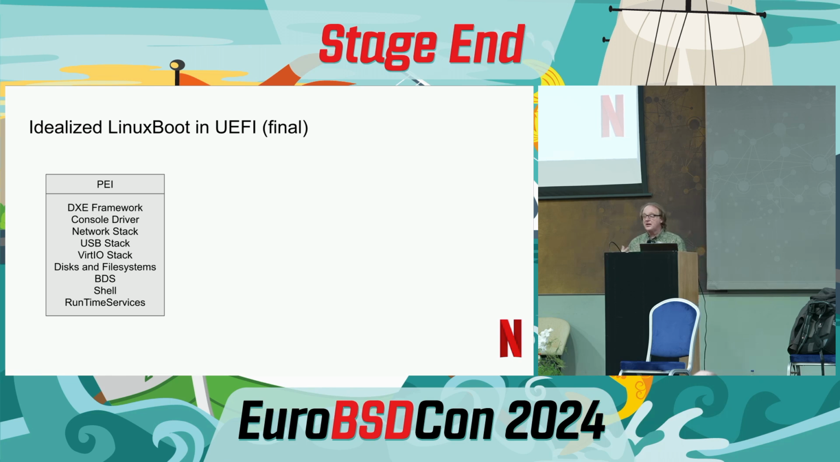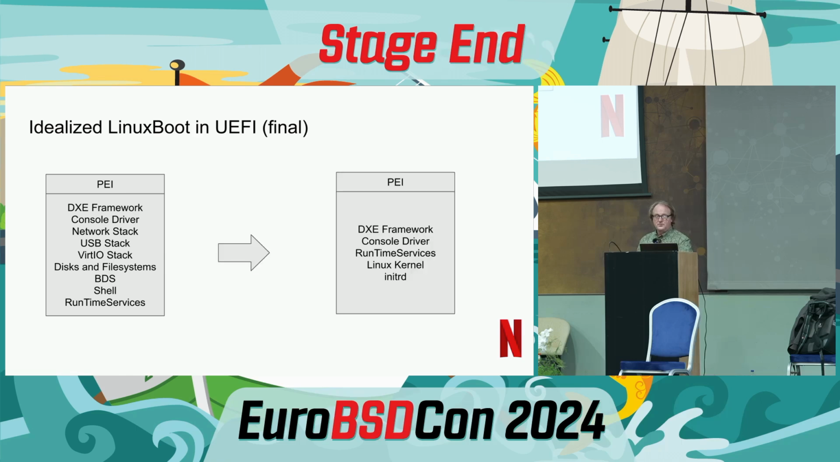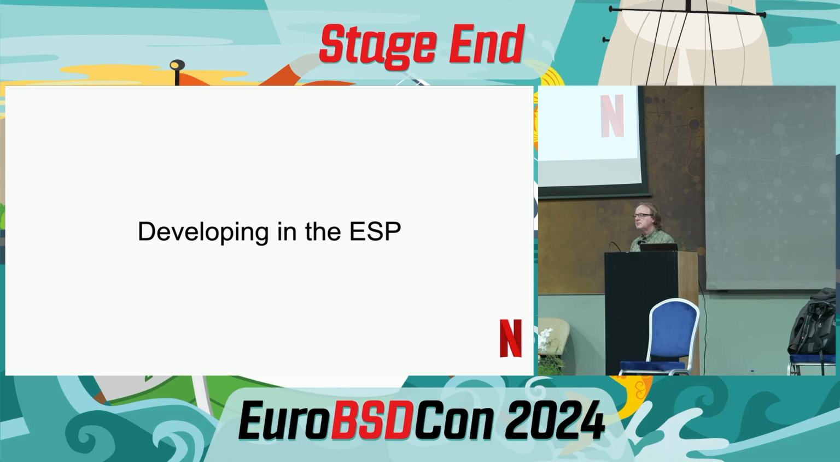There's a network stack, a USB stack, a virtual I/O stack, all kinds of disks and file systems, all these things. And so what you would do is you would remove all of the stuff that you don't need and wind up with a more streamlined image that has fewer things in it and has Linux doing the bulk of the network stack and the USB stack and all of that other stuff that makes it possible to squeeze everything into the tiny little boot ROMs you have.